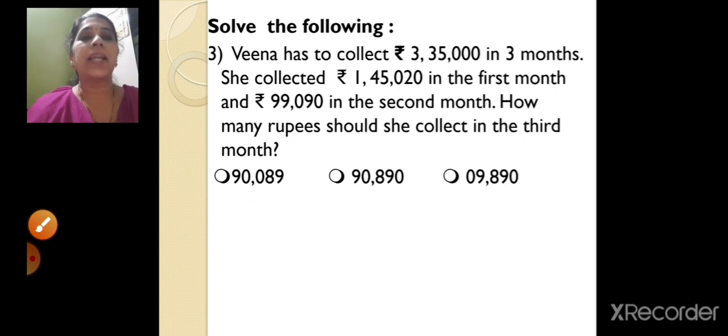Veena has to collect rupees 3,35,000 in 3 months. She collected rupees 1,45,020 in the first month and rupees 99,090 in the second month. How many rupees should she collect in the third month, right?